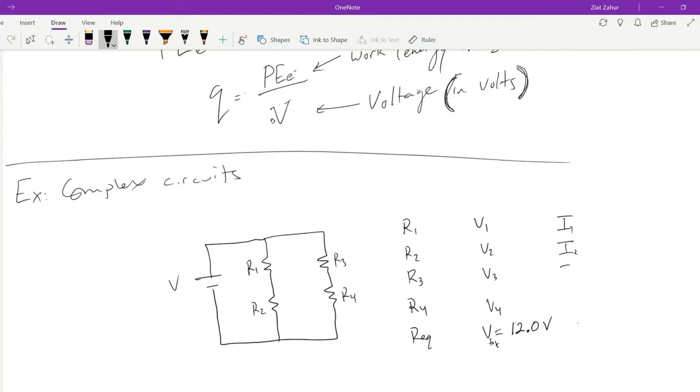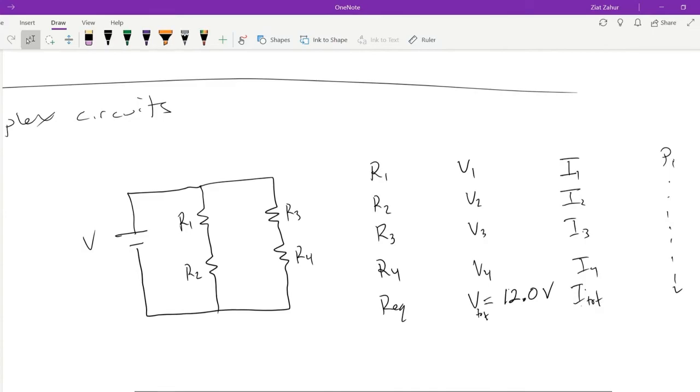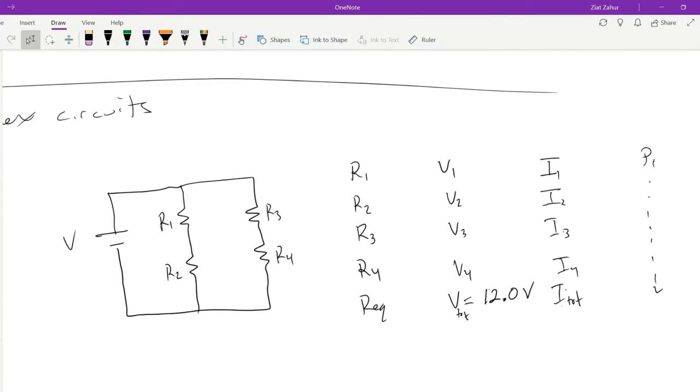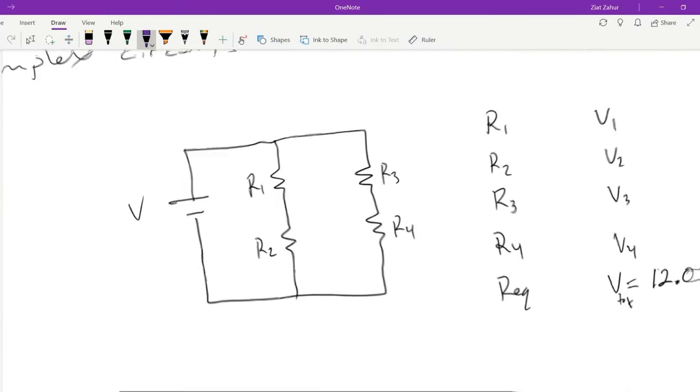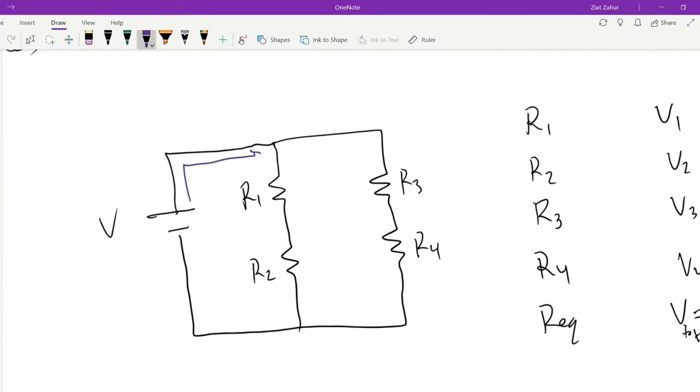I1, I2, I3, I4, I total. And if for fun you can do P's. P is power. Power is current times voltage, IV. So how is the R total situation in this circuit? Alright, so current comes out, gets to a junction, then it has 2 paths, this way or this way.